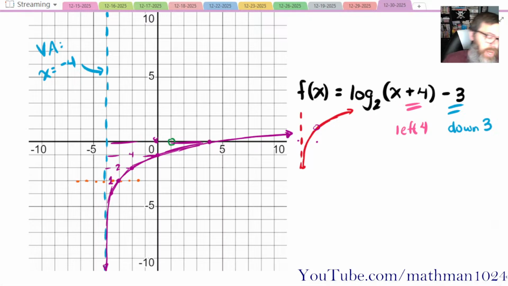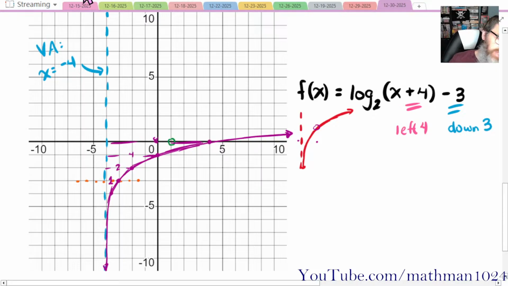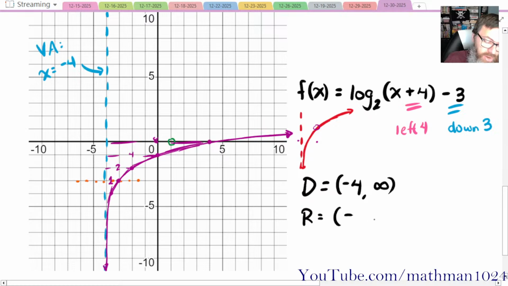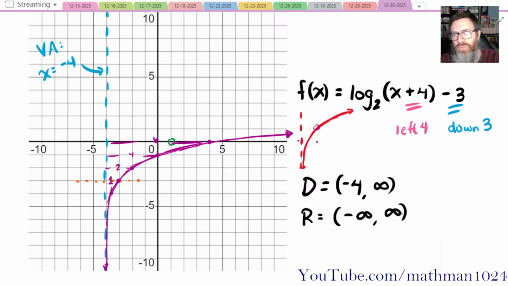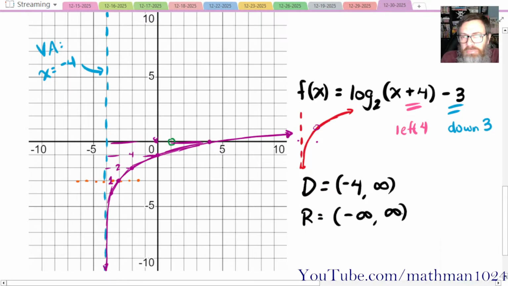Okay. Now, because I shifted left here, that's going to change my domain. So it started off as being 0 to infinity, and we moved to the left 4 units. So it's going to be from -4 going all the way to the right to infinity. And my range is going to be, again, all real numbers. And that's going to be the case for all of these logarithmic functions that you come across. The range is going to be all the way to the bottom, all the way to the top, so all real numbers. And so, there you have it.